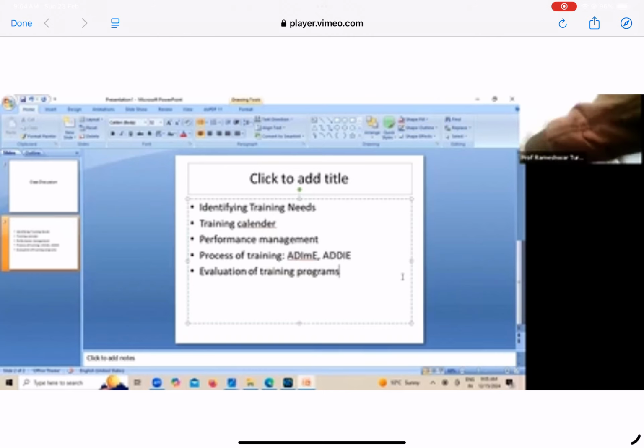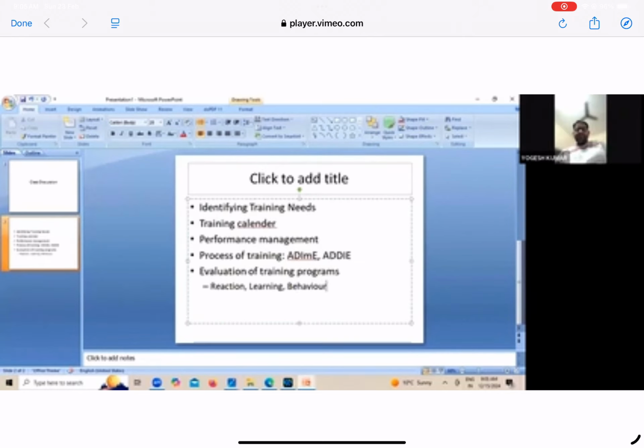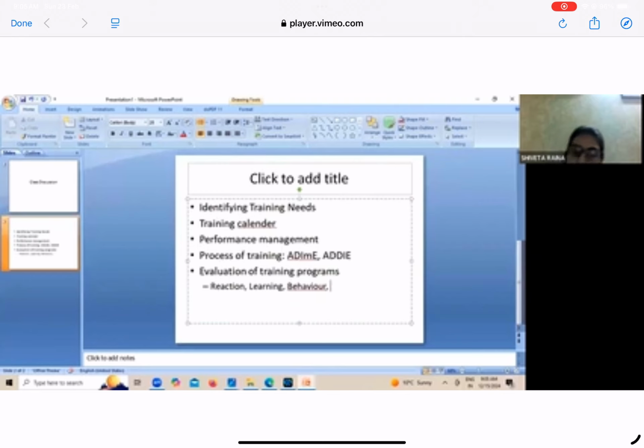We have seen Kirkpatrick's model, where training can be evaluated at 4 different levels. One of them was reaction. Another was through any test, where we are trying to see learning. And then whether it is turning into behavior. Outcome and also the result. The Kirkpatrick model says to evaluate at 4 levels.